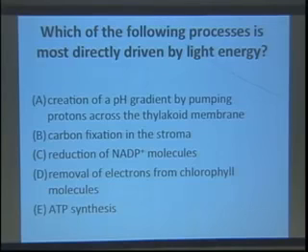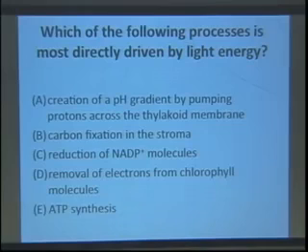Yeah, so it's good. So about 80% of you said that the answer is D, removal of electrons from chlorophyll molecules. Good job, that's right. Okay. Two people said A, creation of a pH gradient by pumping protons across the thylakoid membrane. And that's a consequence of light energy interacting with the system, but it's really not as direct as the excitation of chlorophyll, right? And then about 10% of you said that the answer was C, reduction of NADP plus molecules.